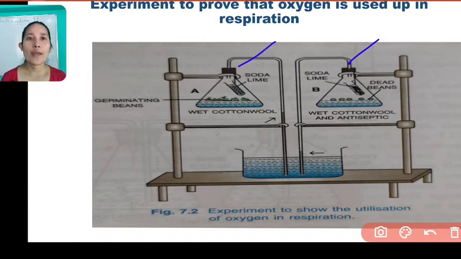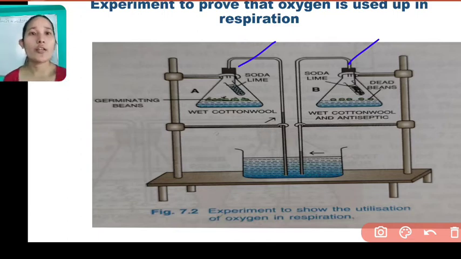And while carrying out the experiment, you should be able to reason out why soda lime is present, why they are using wet cotton instead of dry cotton. And in setup B, why are they using antiseptic? Because dead beans are present, they would be decayed by the bacteria. So in order to prevent that, because antiseptics kill off the bacteria, right? So in order to prevent the decay of the dead beans, that's why they are using the antiseptic. So you should be able to reason out why. So that's all about this experiment.